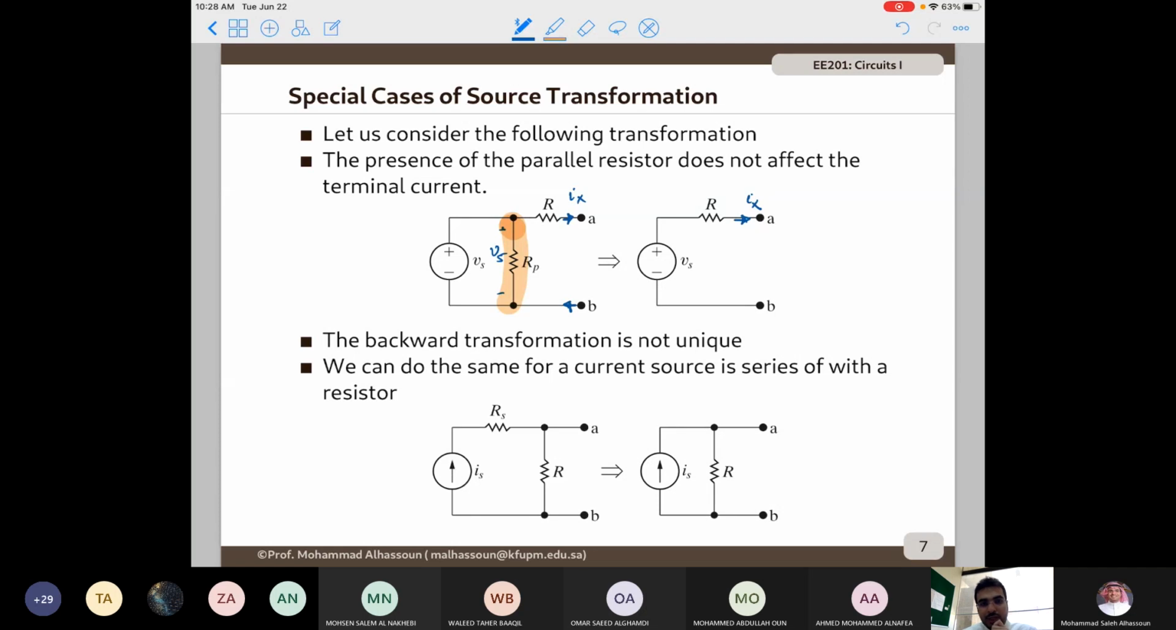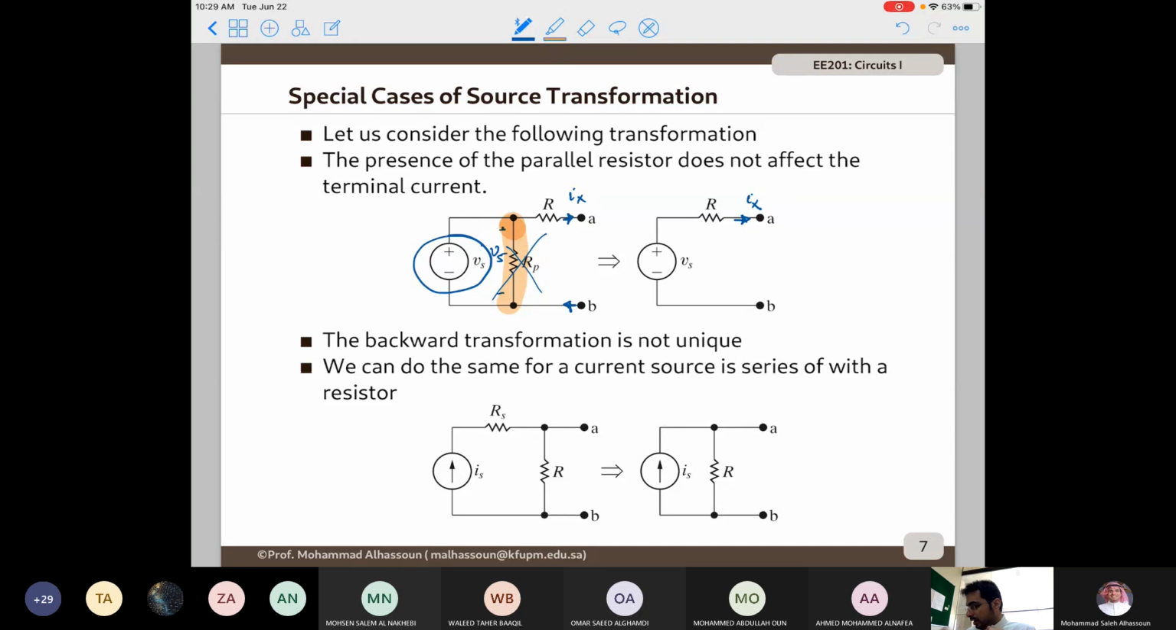So you may ask, what impact is this resistor going to have? It's actually going to affect the total current supplied by the source. If we're interested in solving for the power generated by the source, then we should keep this resistor. If we're interested in finding the voltage or the current at any other part of the circuit, then we can remove this one, and this will not affect the transformation.